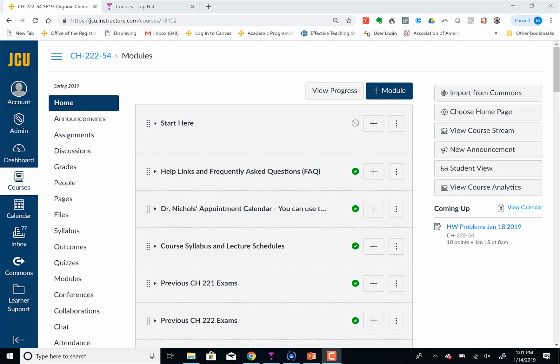Organic 2. I want to just go over that most things are sort of the same as they were last semester, which isn't helpful if you weren't here last semester. So let me just go through the two places where you're going to get the information for this class.